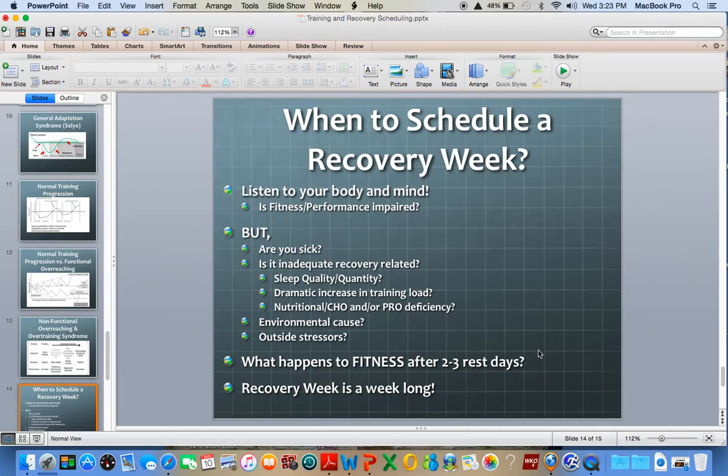So what I like to do is to take 2 to 3 rest days. So 2 to 3 rest days is not going to cause any reduction in fitness, all right? But it might allow our bodies to respond and supercompensate and actually get fitter. If that doesn't occur and you can rule out these factors, it might be time to take a recovery week, which is traditionally a week long, okay?